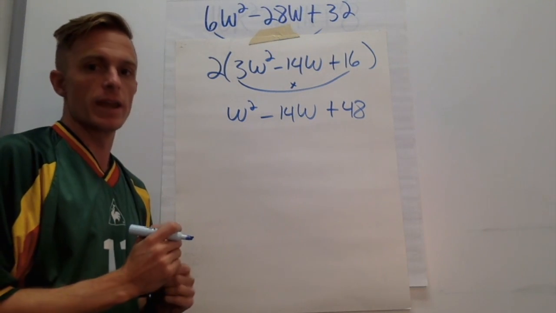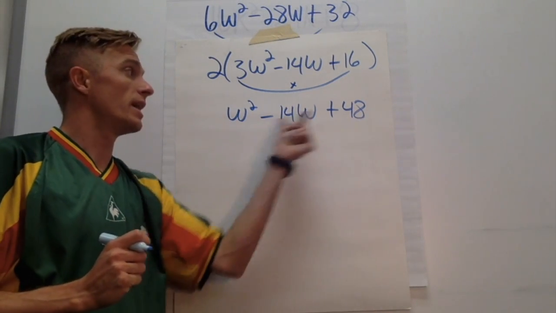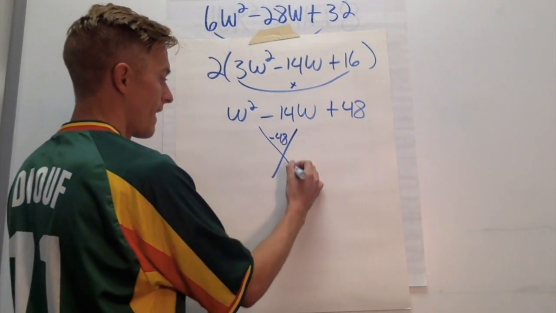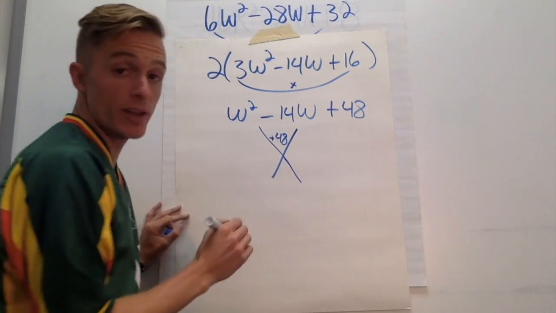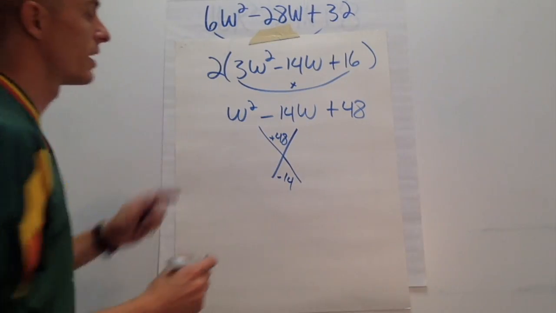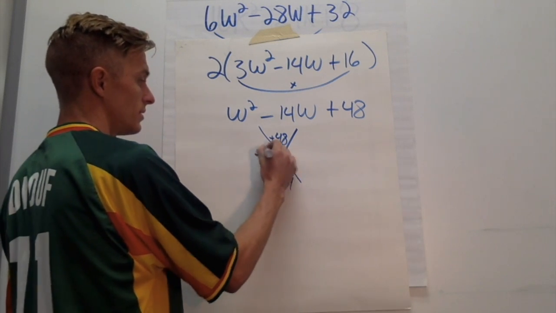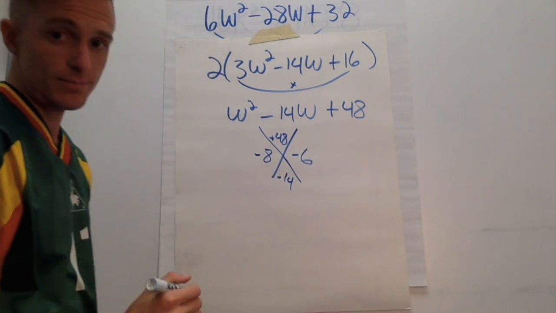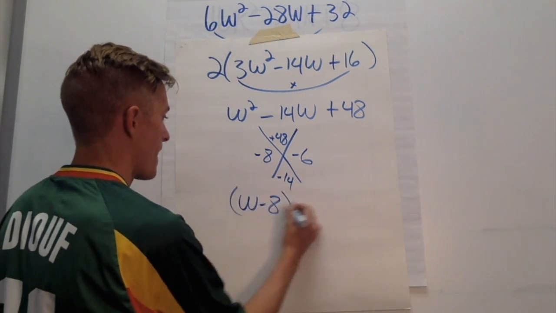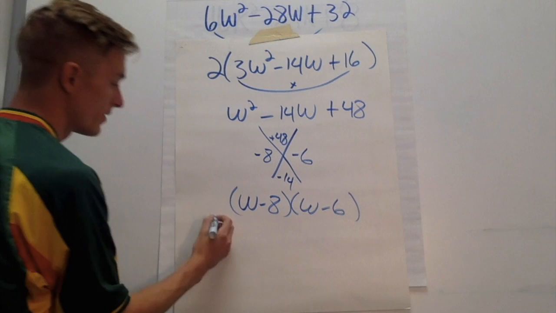All right, and now we need to figure out what multiplies to 48 and adds to negative 14, so we X factor that. So negative 48, sorry, I did that wrong, that's a positive 48 and a negative 14. So what multiplies to that? Well, that is a negative 8 times a negative 6. Make your two factors. w minus 8, w minus 6. Don't forget to bring down that 2.